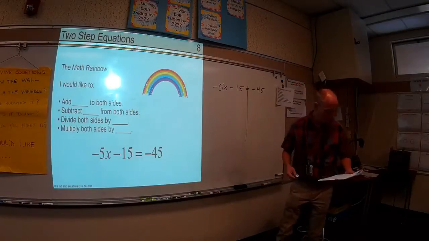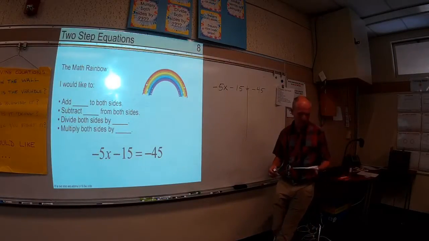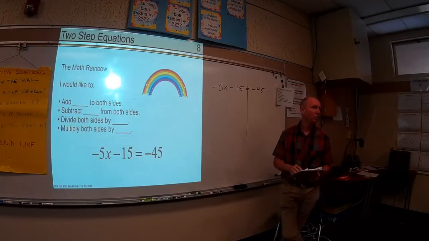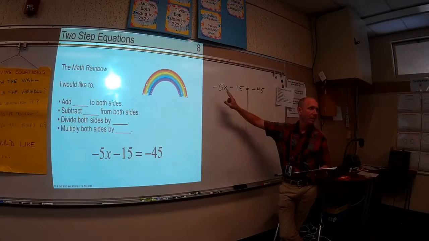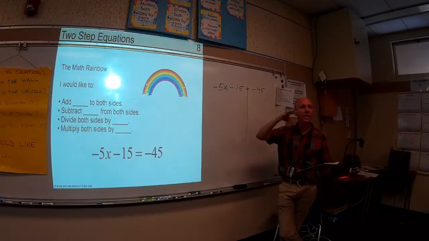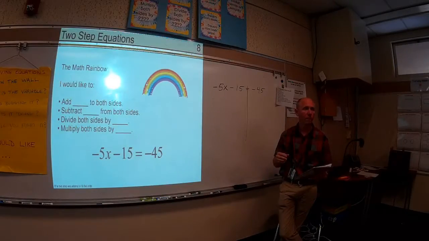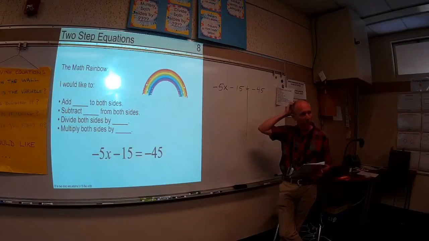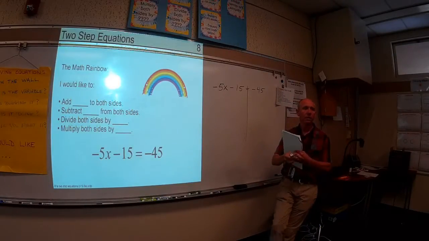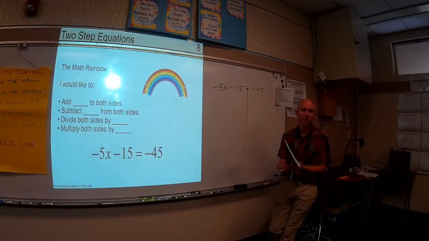Then, Taryn, who is bugging or protecting the variable? Negative 15 and? Negative 5. Now, Gavin, who should I deal with first? Negative 15. I've got to deal with that negative 15. And Presley, how do I deal with that negative 15? You subtract negative 15 on both sides.